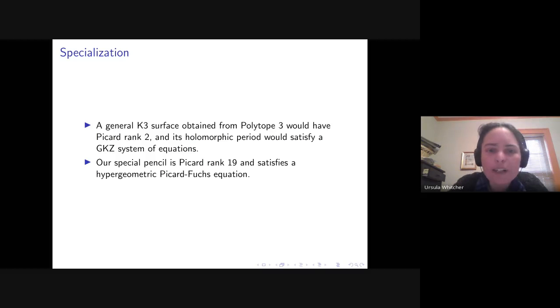And I want to point out that we are specializing. So for instance, if we started with our first polytope, the sort of fewest lattice point polytope in that system, a general K3 surface in that toric variety would have Picard rank 2, and its holomorphic period would satisfy a fairly elaborate GKZ system of equations. On the other hand, we've specialized down to something that's Picard rank 19, and that satisfies a spot-on hypergeometric Picard Fuchs equation.